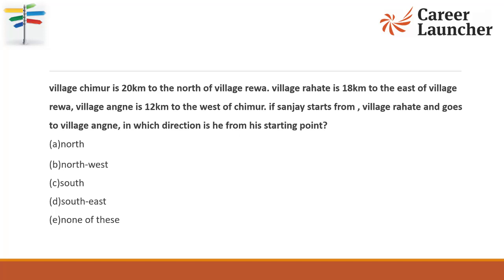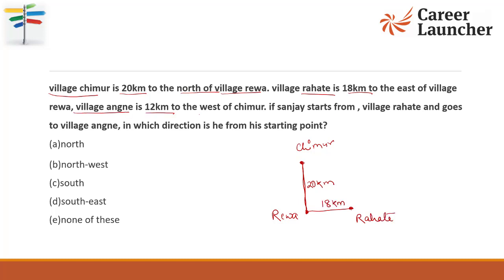So here we have been given some data about a few villages. Let's plot them. Now village Chimur is 20 km to the north of village Riva. So I have plotted village Riva here. Let's say this is Chimur and the distance is 20 km. Village Rahate is 18 km to the east of village Riva. Let's say this is Rahate. Village Angne is 12 km to the west of Chimur.